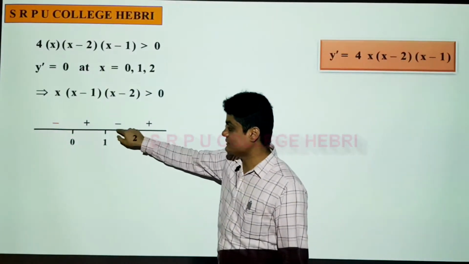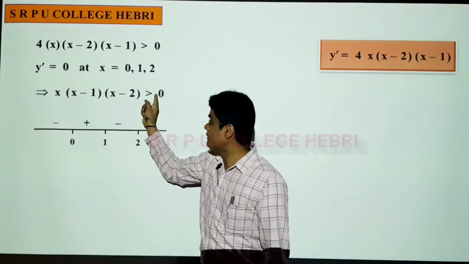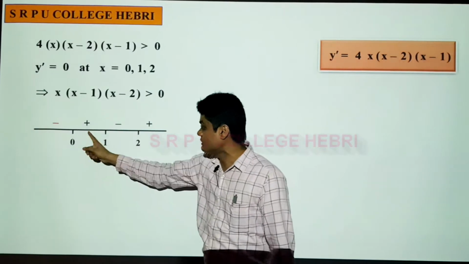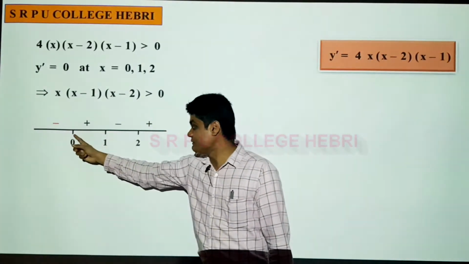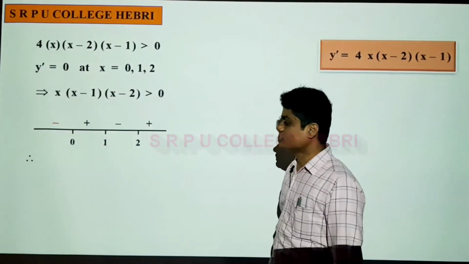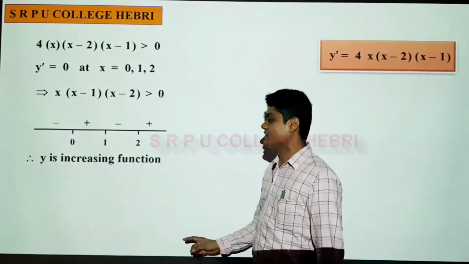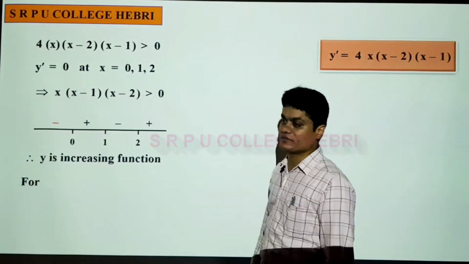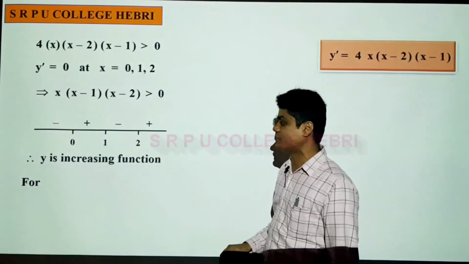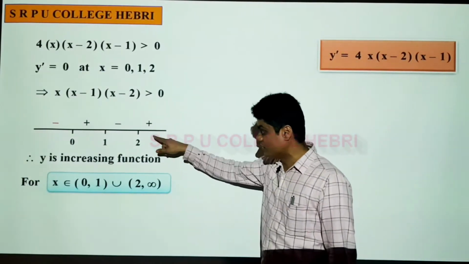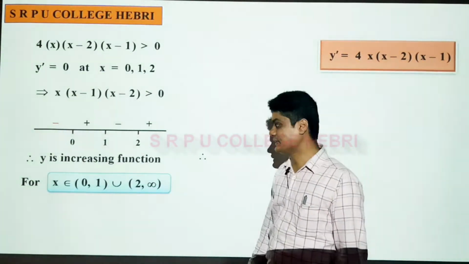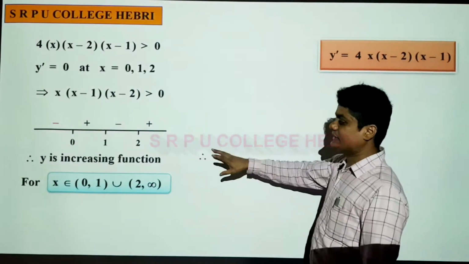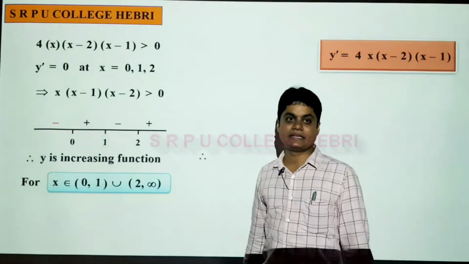Now using this you can decide the interval for which the function is strictly increasing. Remember, this sign is required where y dash is greater than 0. Positive means between 0 and 1, and 2 onwards. So y is an increasing function in which interval? Where do you see positive? 0 to 1 as well as the union of 2 to infinity. Understood? So y is increasing in the interval 0 to 1 and 2 to infinity.